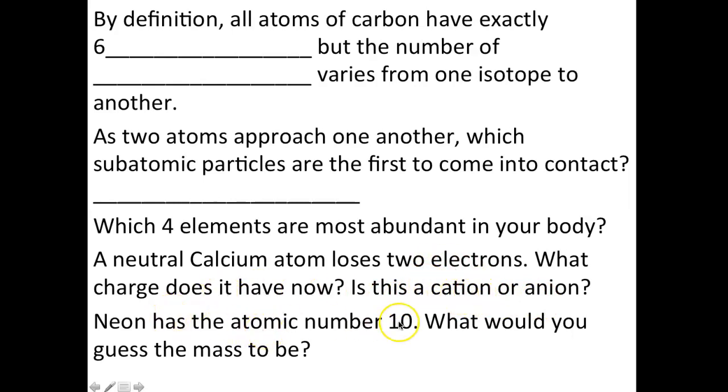Neon has the atomic number 10. What would you guess the mass to be? Around, right? We're estimating. If the number is 10, you're going to go ahead and add 10 neutrons to that and make it 20.